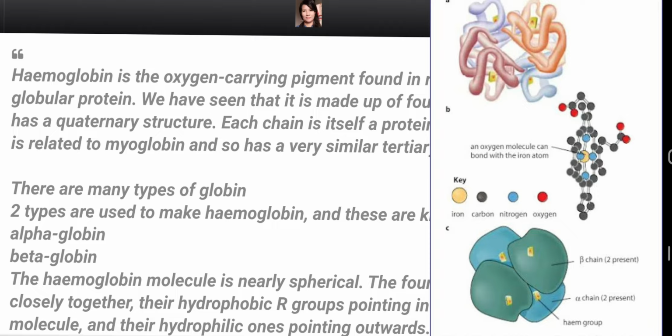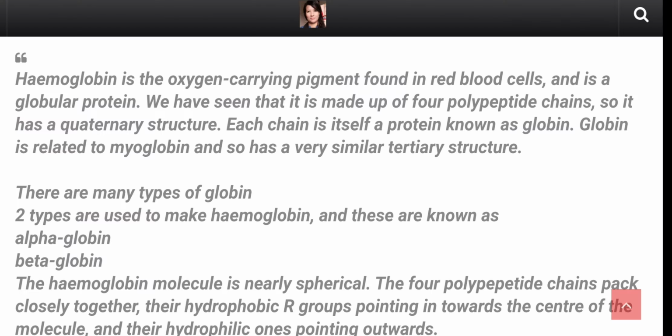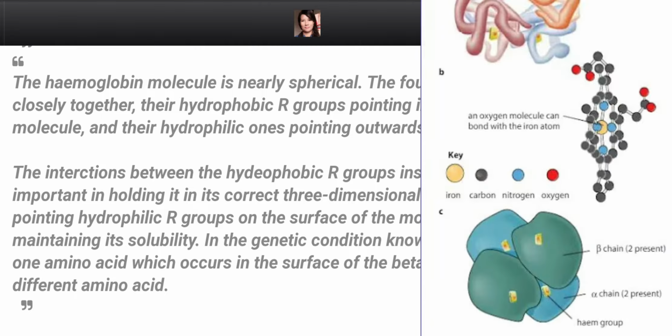Globin is related to myoglobin, so it has a very similar tertiary structure. What kind of structure? Tertiary structure. There are many types of globin. 2 types are used to make hemoglobin. These are known as alpha globin and beta globin. So the hemoglobin molecule is nearly spherical. The 4 polypeptide chains are packed closely together, with their hydrophobic R groups pointing in towards the center of the molecule, and their hydrophilic ones pointing outwards.